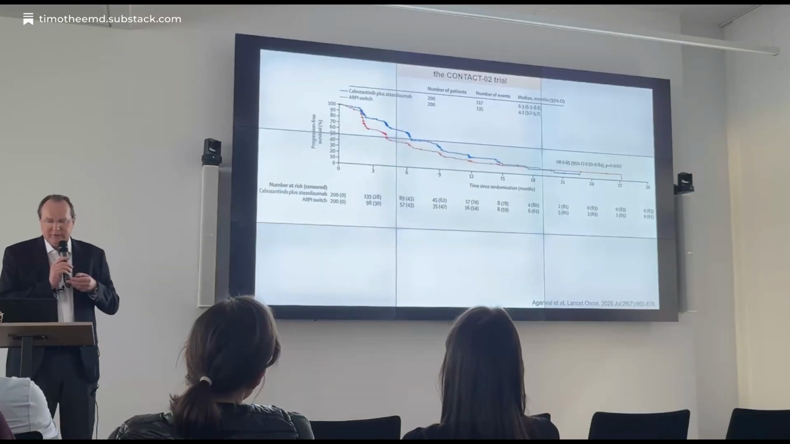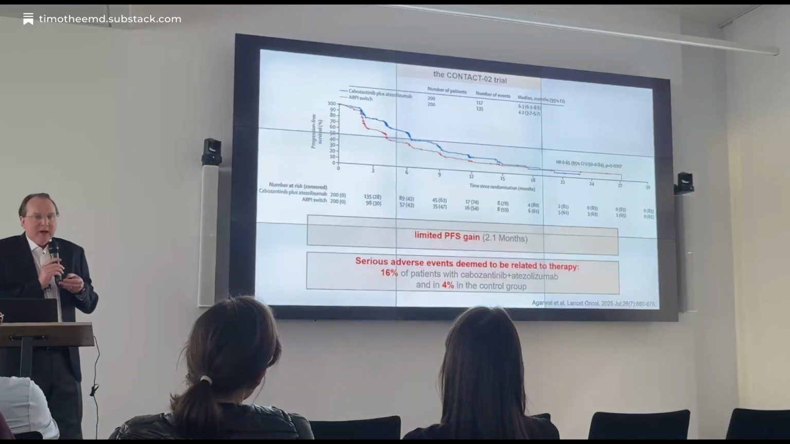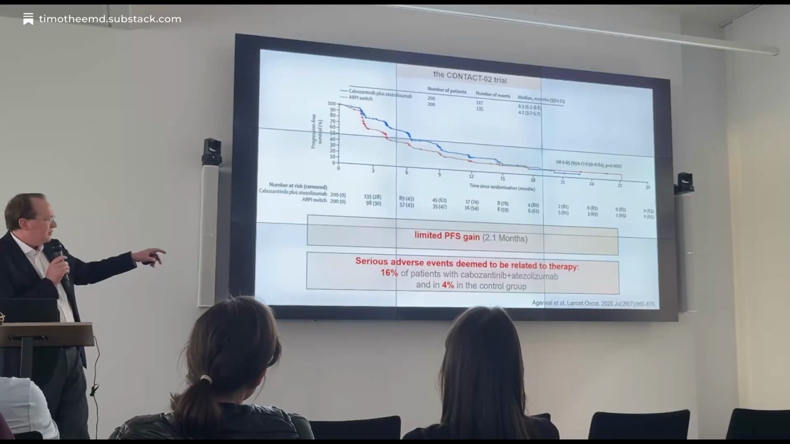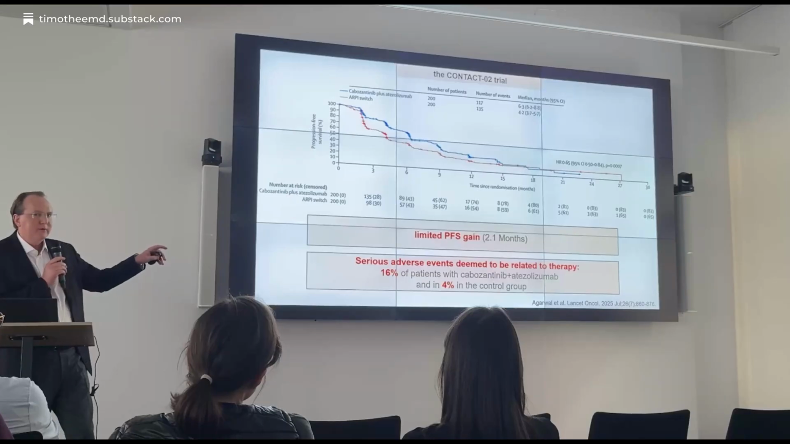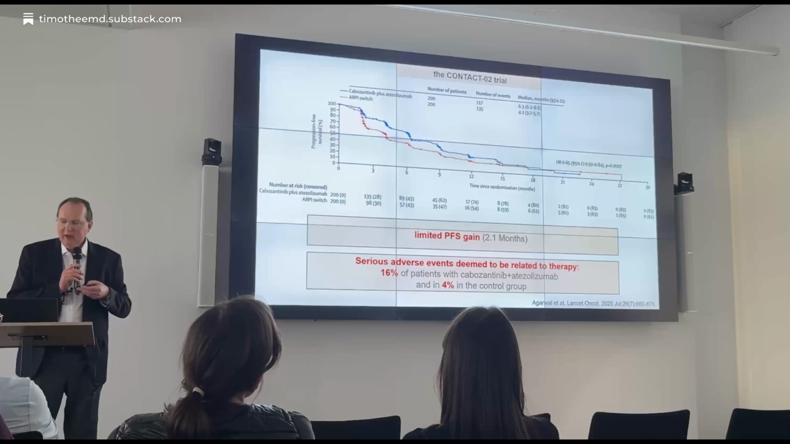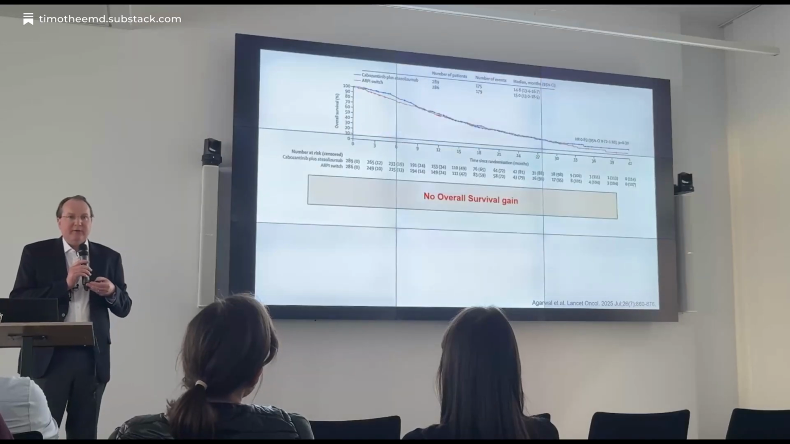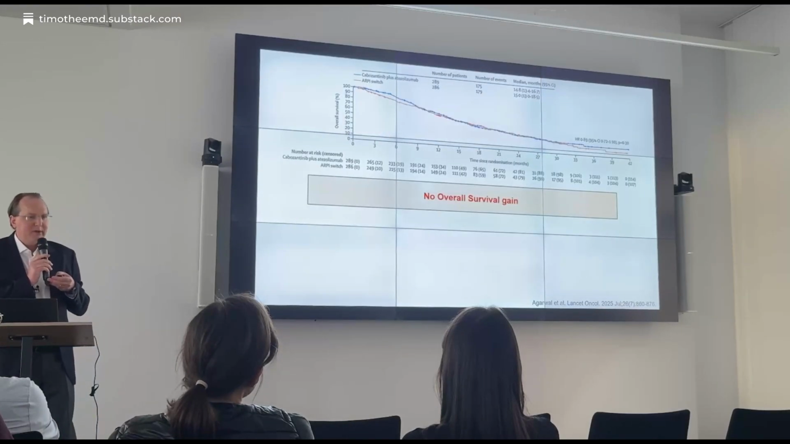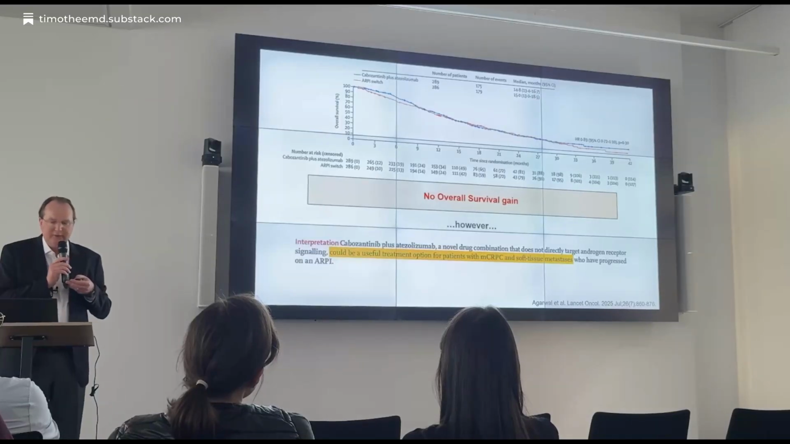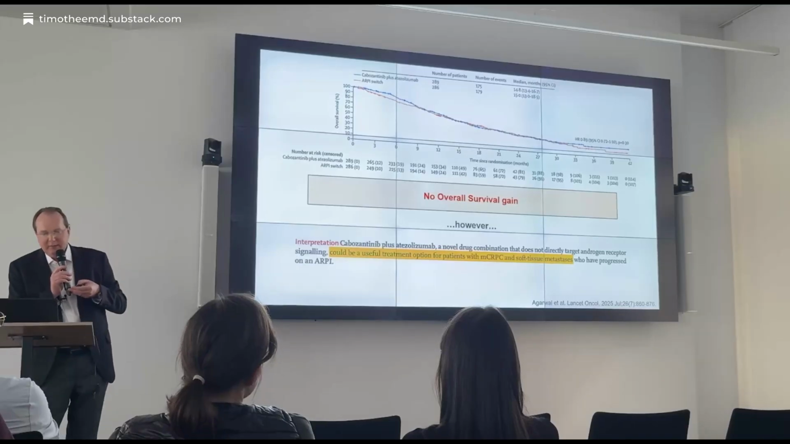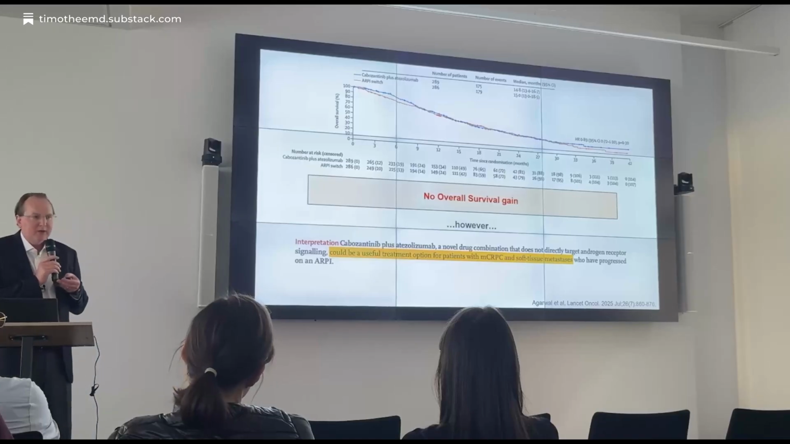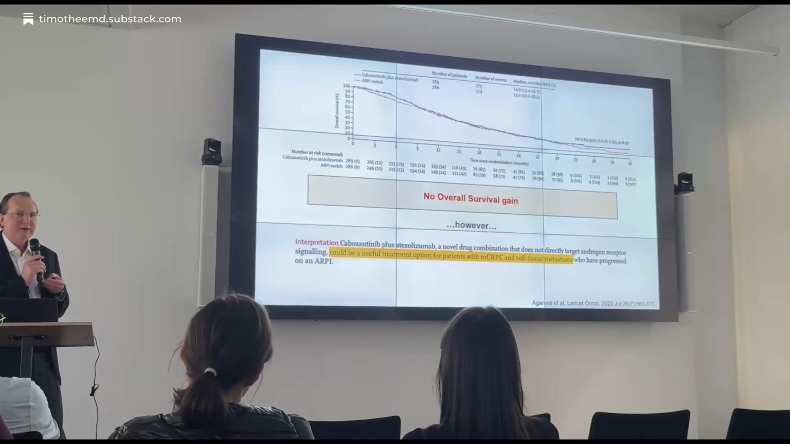So when we talk about the CONTACT-2 trial: limited PFS gain, serious adverse events deemed to be related to therapy much more frequent in the new therapy than in the control group, 16% versus 4%, and no overall survival gain. But in the abstract, the conclusion says it could be a useful treatment option for patients with metastatic castration-resistant prostate cancer and soft tissue metastasis. Does anyone here know why they concluded that?